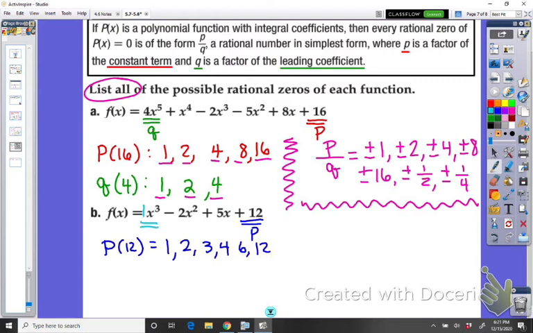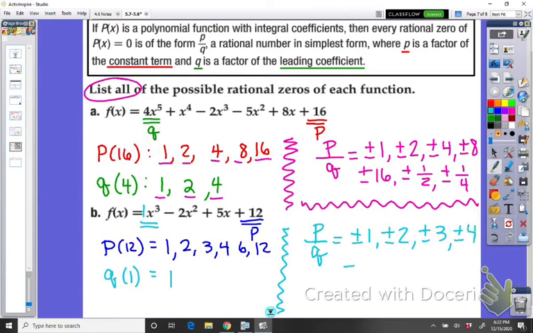Factors of Q, well, Q is a 1, so the only way of getting a 1 is 1 times 1. So if you put all the possibilities of the P values over the Q values, all of those P values are divided by 1. So this is pretty easy. P divided by Q, all the possibilities are plus or minus 1, plus or minus 2, plus or minus 3, plus or minus 4, plus or minus 6, and plus or minus 12. So they could all cross the x-axis at those points.